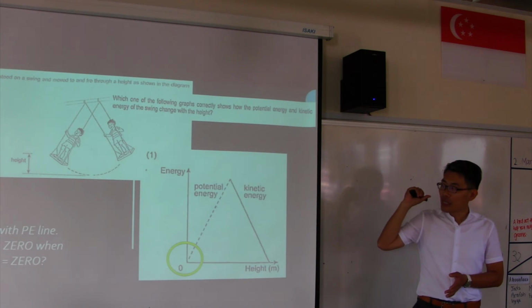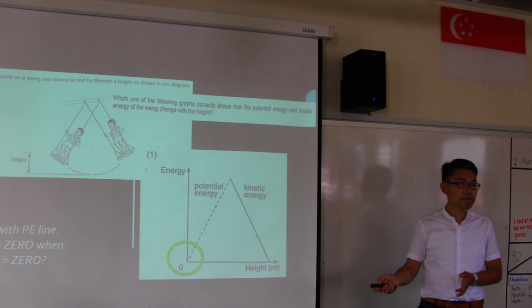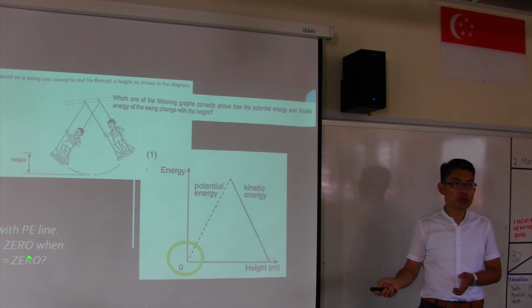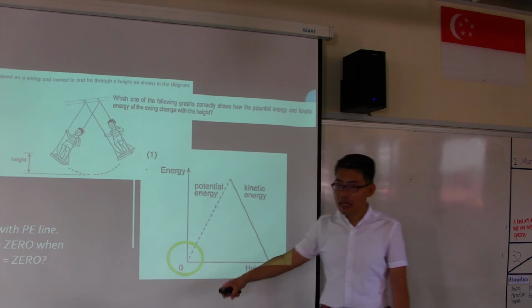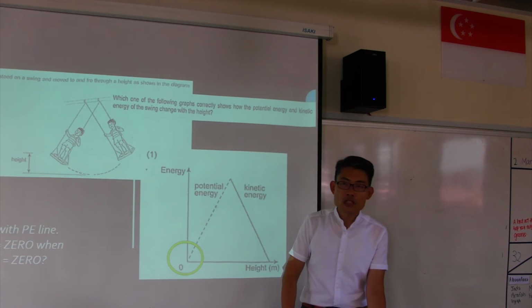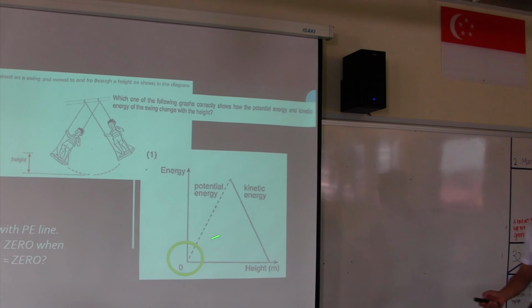Let's try again. Who agrees with this statement? Is PE equal to zero when height is equal to zero? Who agrees with this statement? Okay, so most of you, I didn't see Dawn's hand yet. Alright, so I agree with you too. Height zero means it cannot drop any further. That's the lowest. And GPE is affected by height. So I agree with this. Okay, so this line so far seems to make sense.